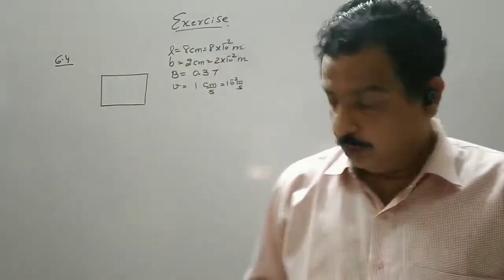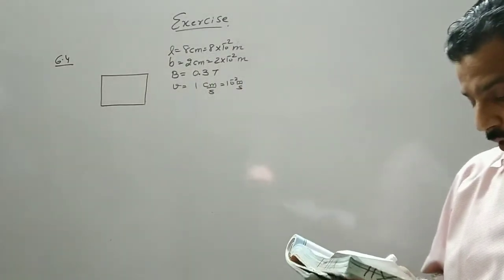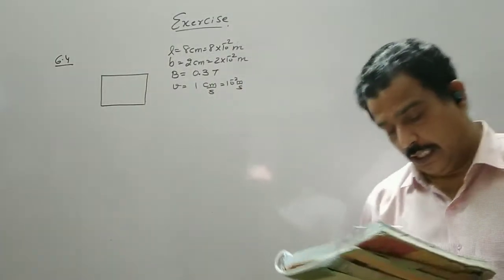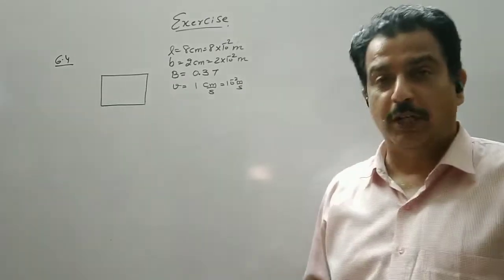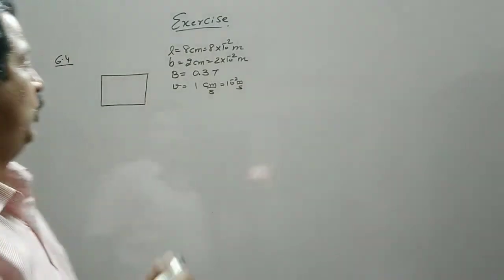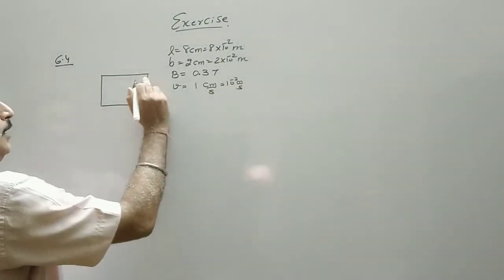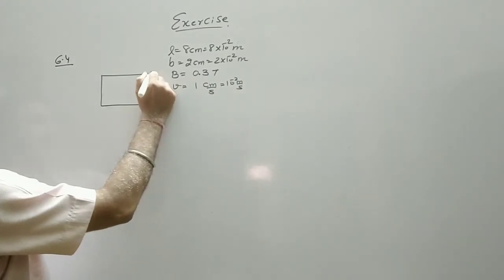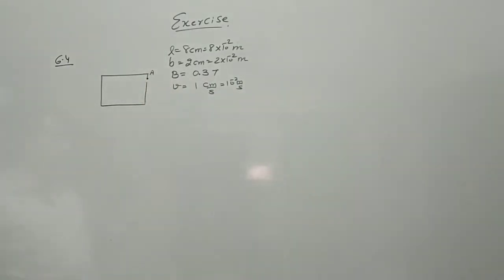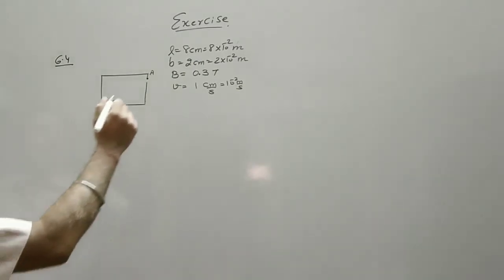We have to find out the EMF between a small cut when the velocity is normal to the longer side. So we have two sides. Let us say we have a small cut here. Let this be a point A. That is, a small cut is made. You can make a cut at any side.